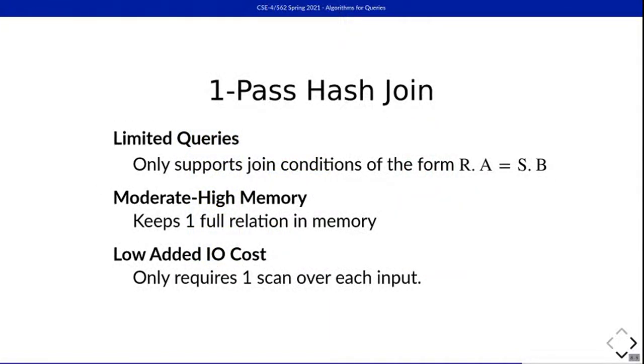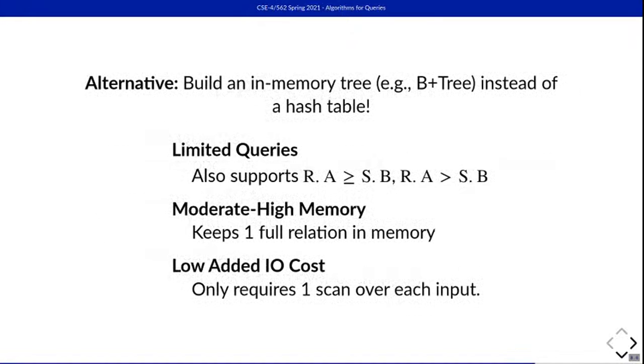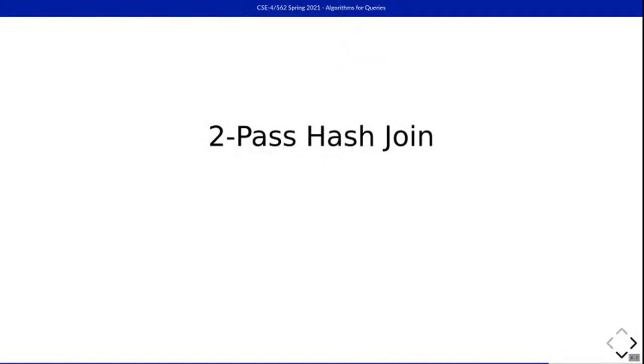This is really nice in terms of I/O, but it does require us to keep everything in memory, and it also means that we can only support join conditions that have an equality predicate, because the hash function doesn't really allow us to filter out anything else. So you could also potentially, well, I'll skip this in the interest of time. So two-pass hash join is a slightly more involved version of this.